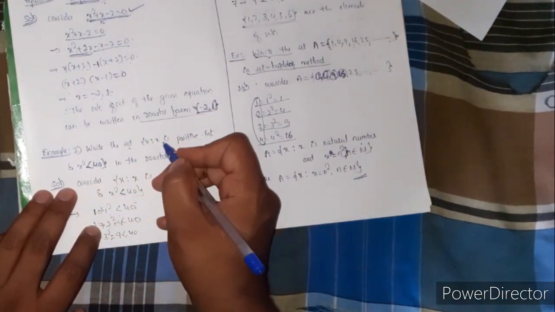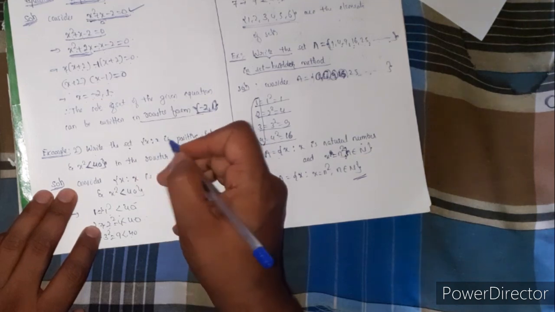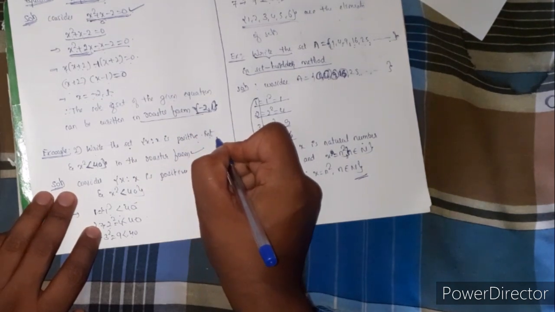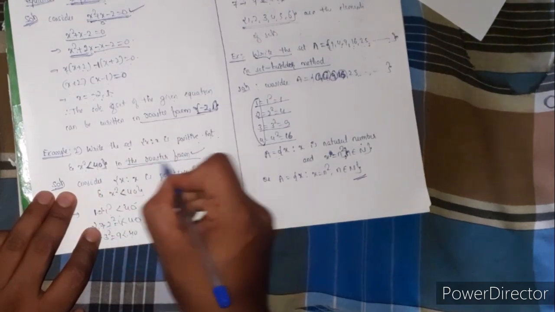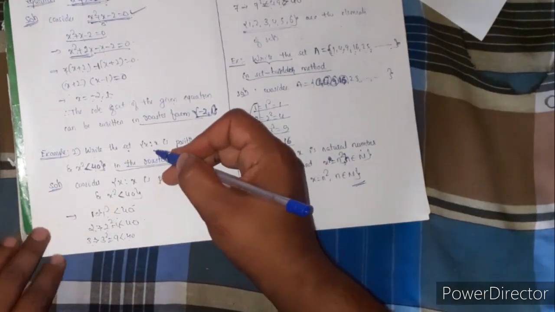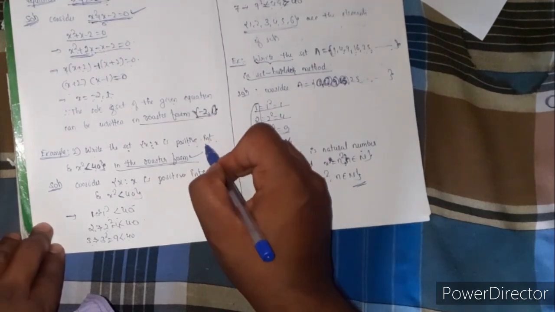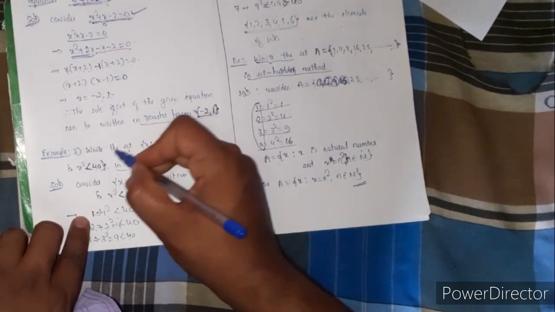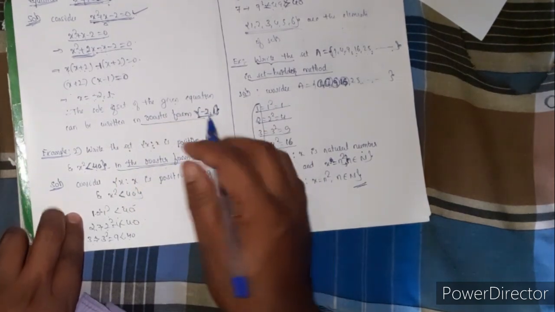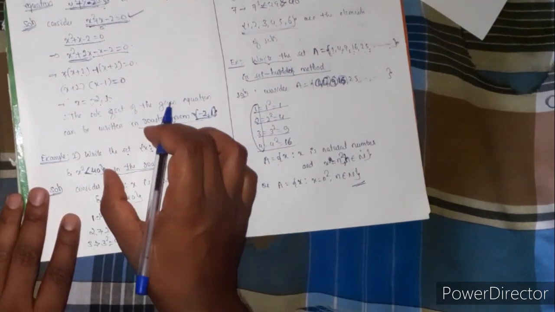Write the set of x such that x is a positive integer and x square is less than 40 in the roster form. So it is given in set builder form. The given set is in set builder form and we have to write it in roster form. That is nothing but we have to write the elements.